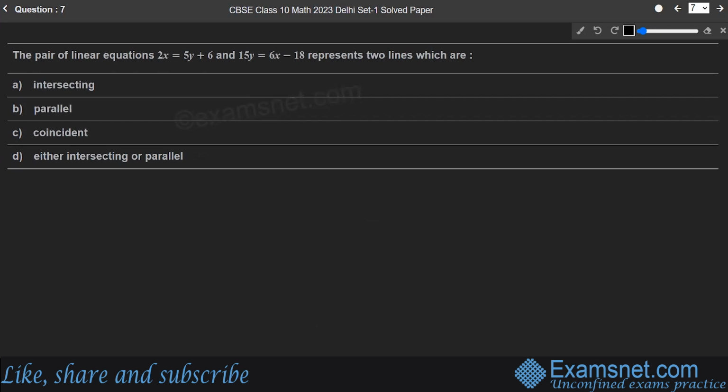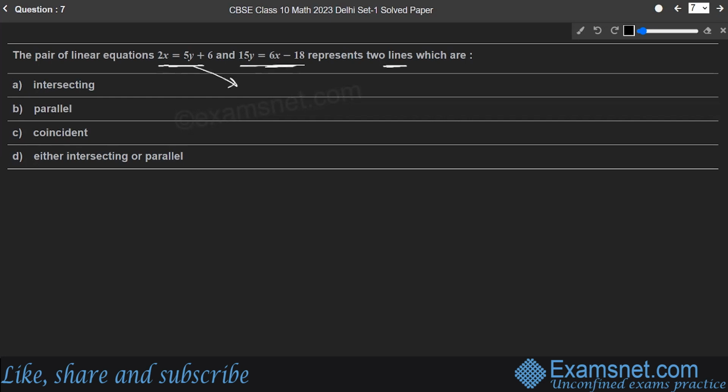Okay, the pair of linear equations 2x equal to 5y plus 6 and 15y equal to 6x minus 18 represent two lines which are. We are supposed to find out whether these two lines will be intersecting each other, parallel to each other, or coinciding, or either intersecting or parallel. They will be having either an intersection or parallel lines. Let us see the equations.